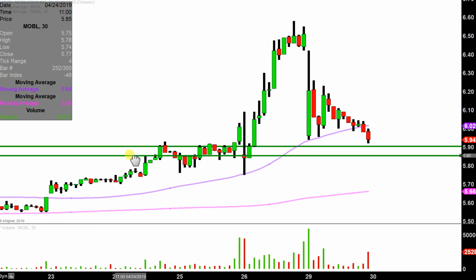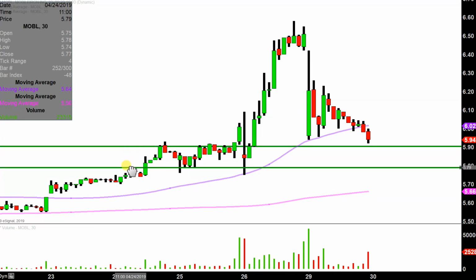In the event, though, $5.90 does not continue to hold, then the next key overarching level would be down there at the $5.80 mark as support. So again, support-wise, $5.90 and $5.80. As far as resistance is concerned, if it starts to turn back around, that $6 mark will be the first level that it needs to fight through.